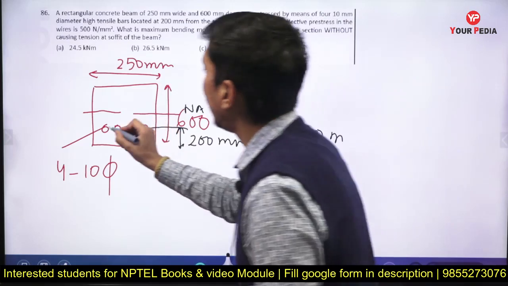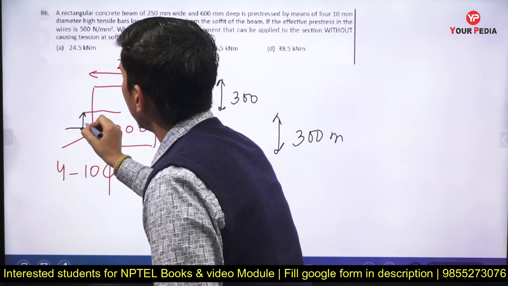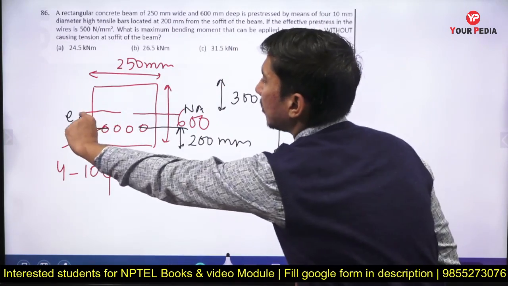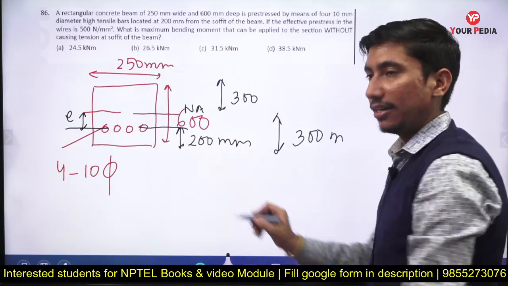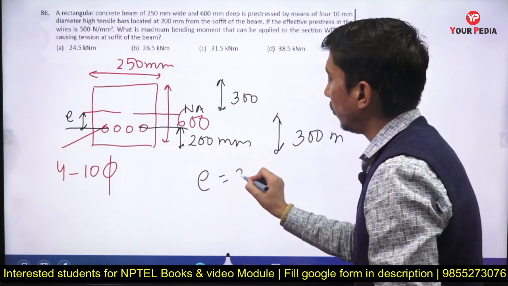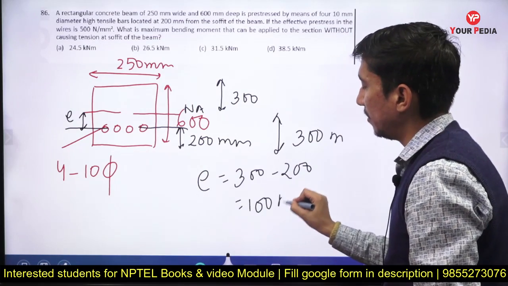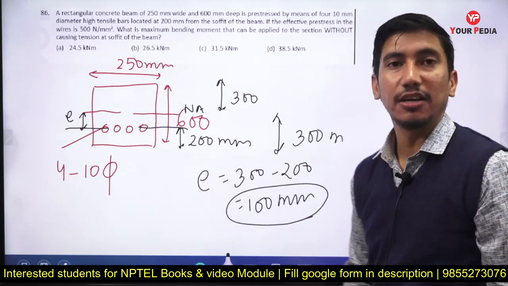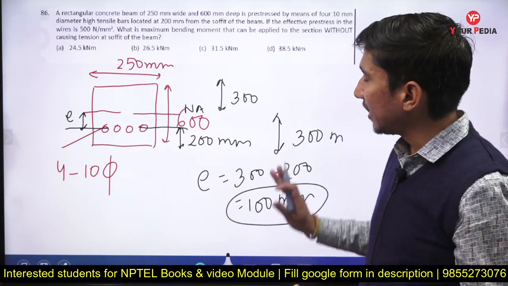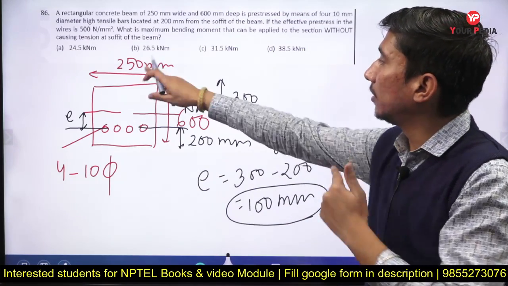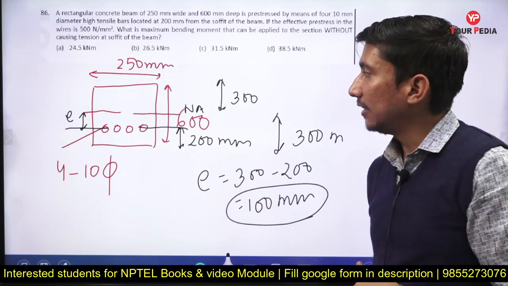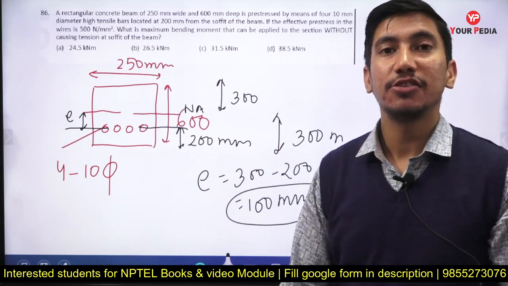Yes, I can find the eccentricity. Eccentricity will be the distance from the neutral axis, and this distance will be 300 minus 200. So eccentricity will be equal to 300 minus 200, or 100 millimeter. So now we have the eccentricity also, and now we can find the stress distribution.